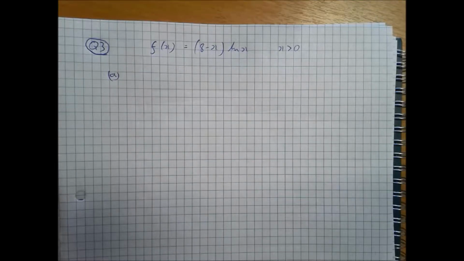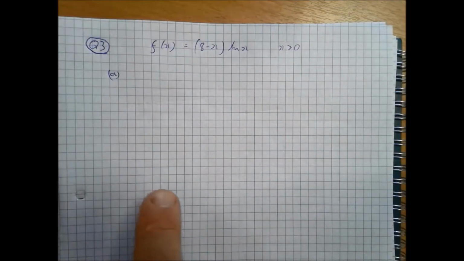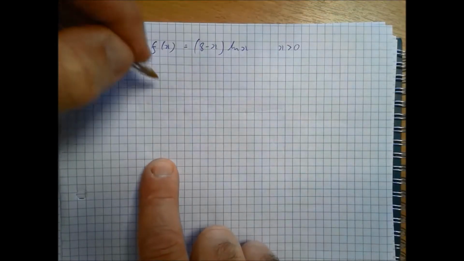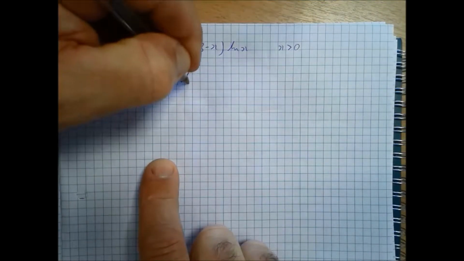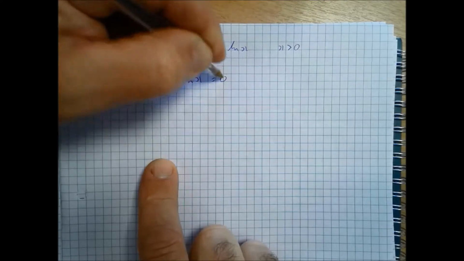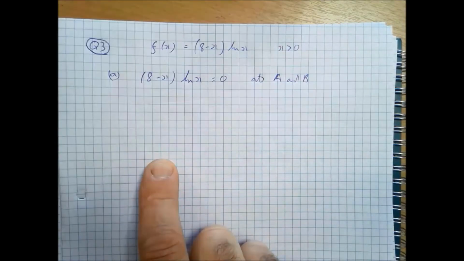Question 3. Now we have a graph, and part A is asking us to find the coordinates of A and the coordinates of B. Well, from the graph we can see that is where f of x equals 0, where the graph equals 0, so f of x equals 0. And so going back to the equation, 8 minus x ln x equals 0 at A and B.